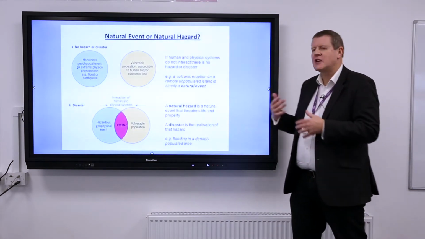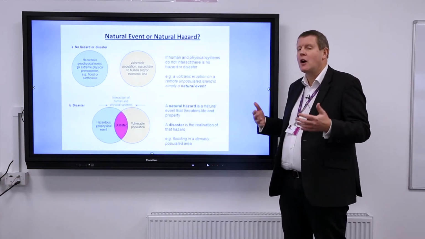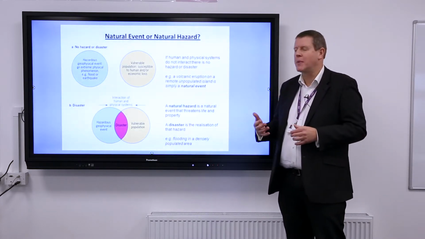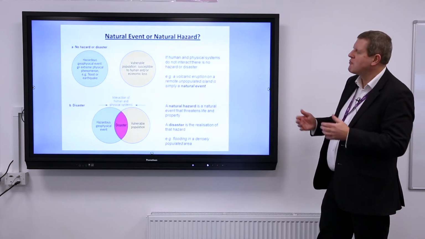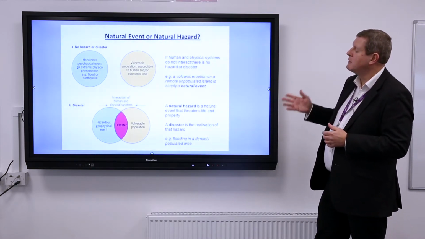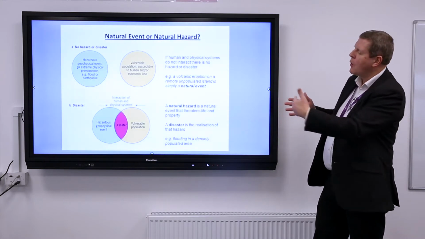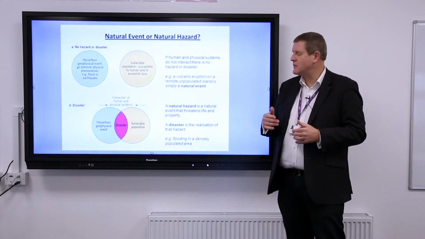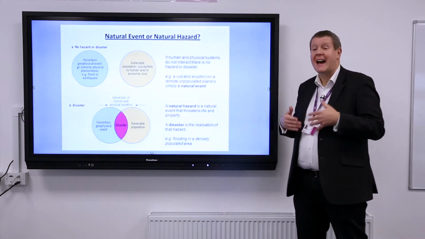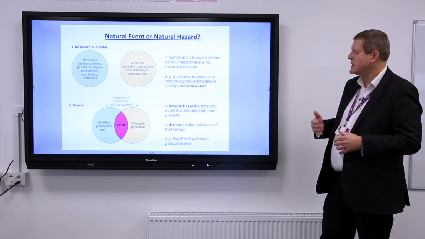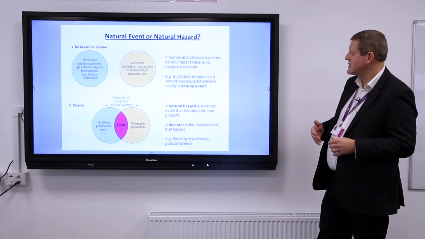So when natural events, however extreme they are, occur away from large centres of population, then you have an extreme natural event, but you don't really have a hazard. But put a vulnerable population together with a severe hazardous event, as you can see from the screen here, then that creates a hazard and potentially a disaster if the incident is serious enough.